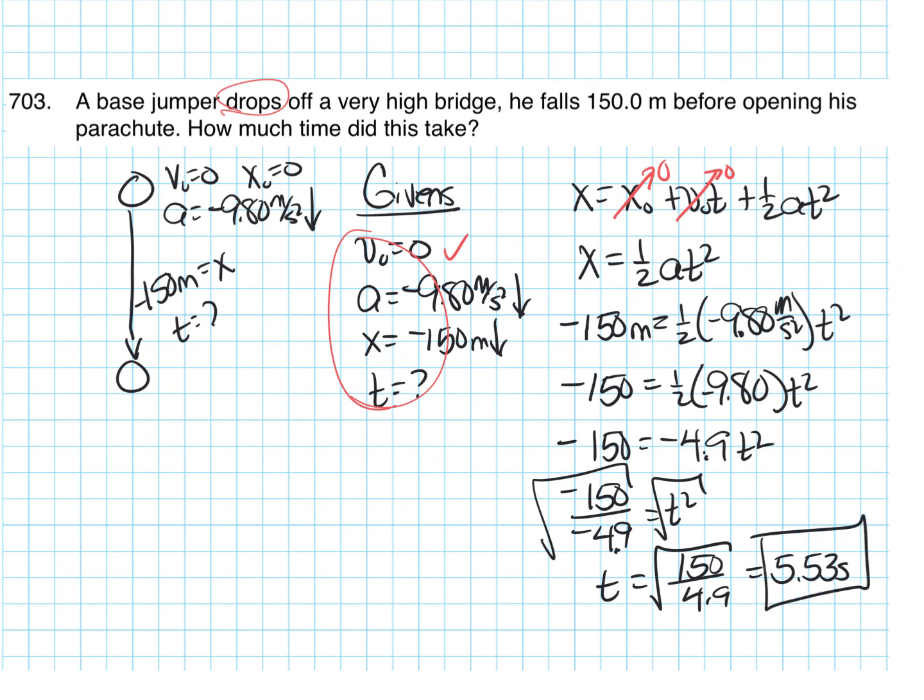Now, when solving this, one of the key things to remember is your signs. I'm making all these signs the same, so I'm making them all negative because they go down. I'll make up going positive, but nothing here is going up, so everything's negative.